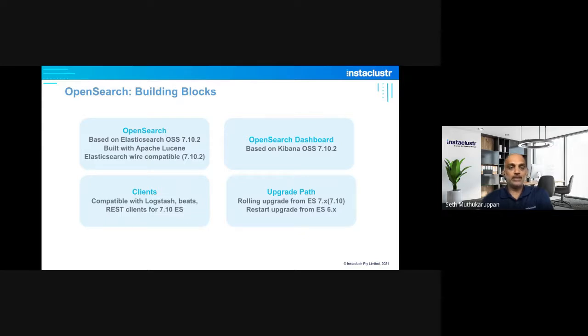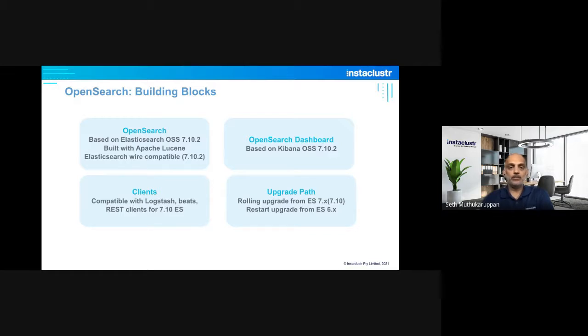But as I said earlier, there are some folks available for OpenSearch as well. And if you're running Elasticsearch, then there are several different upgrade paths to get into OpenSearch. So if you're on Elasticsearch 7.10, then it becomes an easier upgrade process. So you can do a rolling upgrade or a restart upgrade.